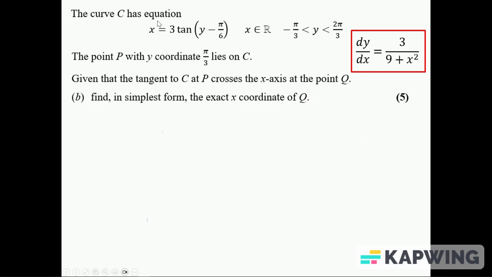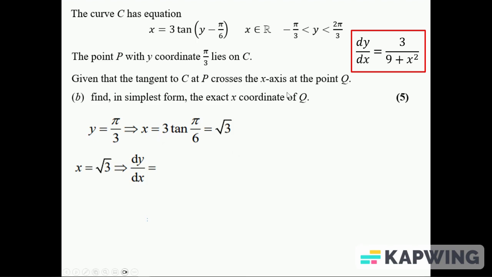Then it says the point P has y coordinate pi over 3. Given the tangent crosses the x-axis at the point Q, we've got the dy by dx from the first part, in terms of x. So if y is equal to pi over 3, I want the x, and x is 3 tan of (y minus pi over 6). Pi over 3 minus pi over 6 is pi over 6. Tan pi over 6 is 1 over root 3, multiplied by 3, just gives you root 3. So that's the x value at the point P.